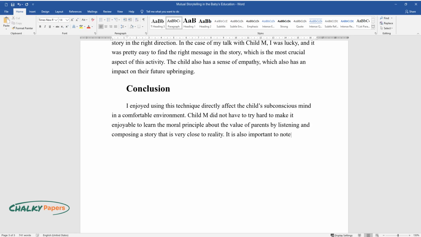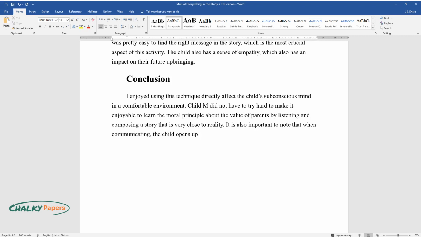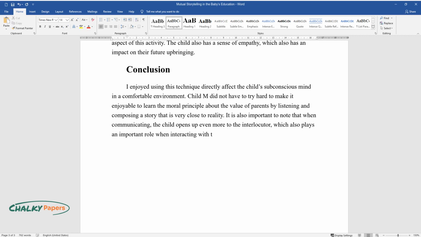It is also important to note that when communicating, the child opens up even more to the interlocutor, which also plays an important role when interacting with the child.